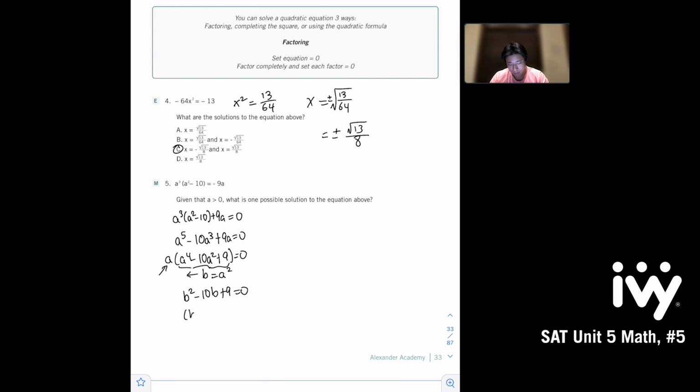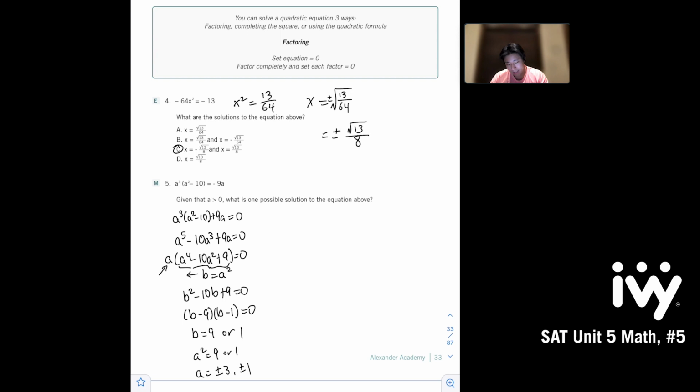This we know we can factor into b minus 9 times b minus 1 equals 0, which is great. This also tells us that b equals 9 or 1. And since we know that b is just a squared, we know that a squared is equal to 9 or 1. So a is equal to plus minus 3 and plus minus 1. So those are our values of a there.